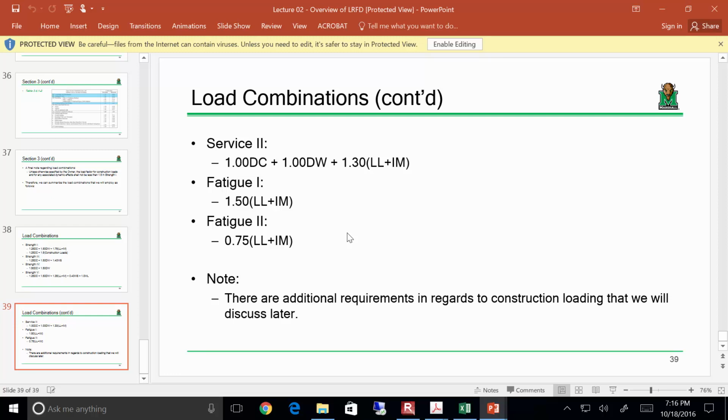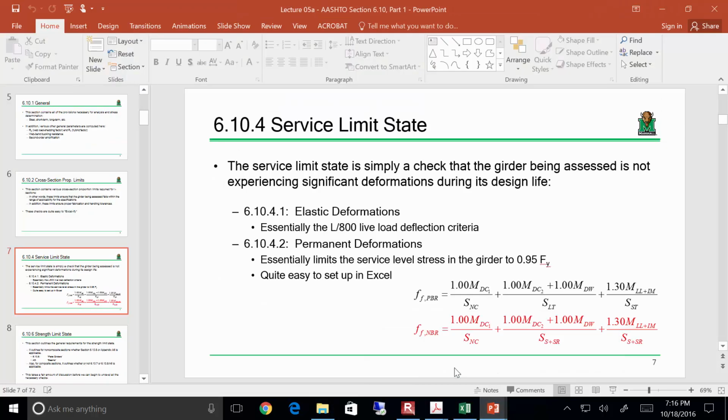And after going through all the spec and trying to simplify it, we got that the load combo is 1 times DC plus 1 times DW plus 1.3 times your live load. Been a while, but remember that? Okay. If you remember that, and then you remember your bending stress formula, sigma equals My over I, or maximum stress is M over your section modulus, then you'll see that what I've got here should make relative sense.